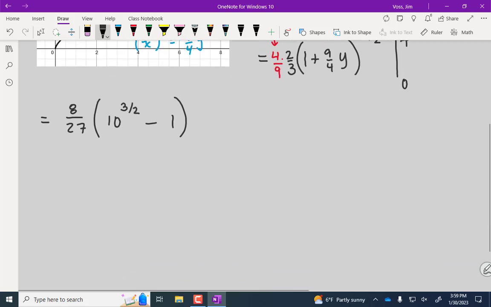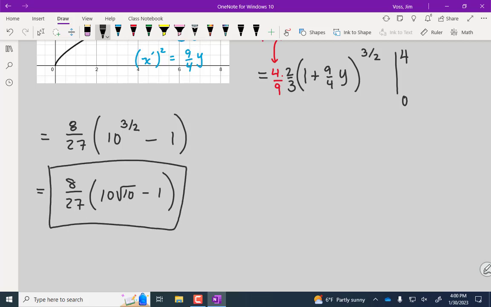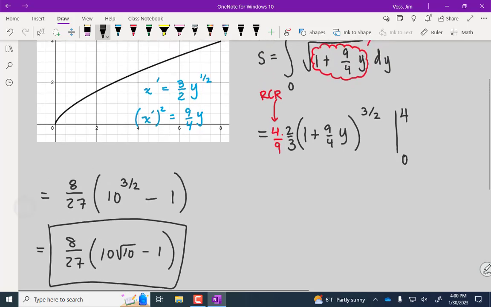And then the traditional simplification, we'll leave this 8/27ths out here, and the traditional simplification is just to write it like that. 10 root 10. And then 10 to the 3/2 is the square root of 10, multiplied by itself 3 times. 2 of them turn into a 10. All right, any step there you want to talk about?